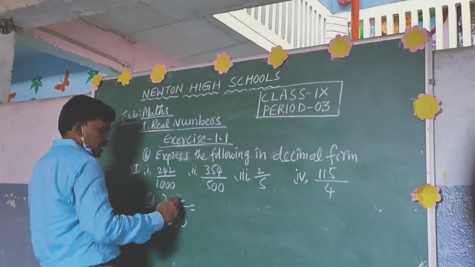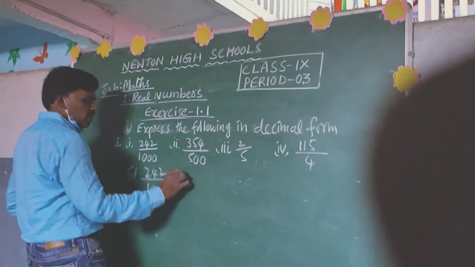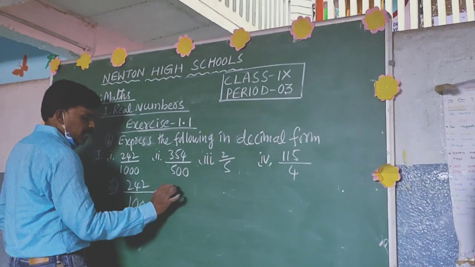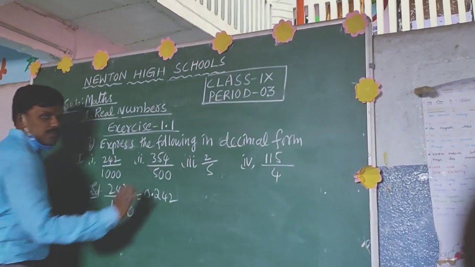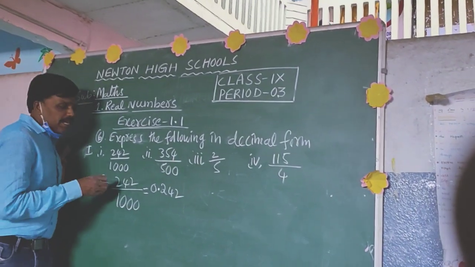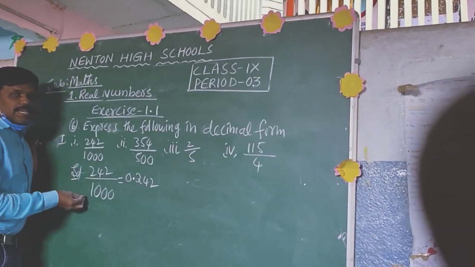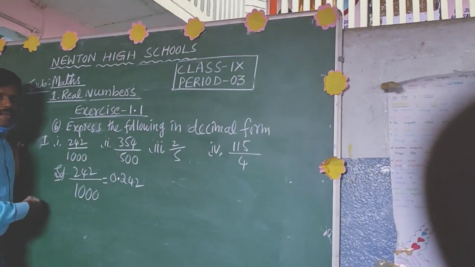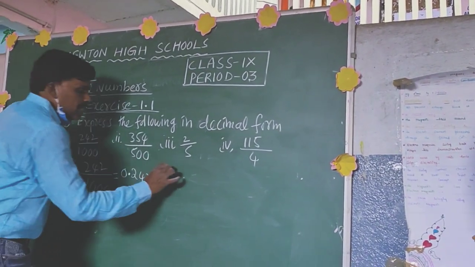What is here? 1, 2, 3. So what will we get as the answer? 0.242. Here did we do any actual division? No. If the denominator is 10 or 10 exponents, easily we can find the decimal form like this. Okay. For example, second sum.